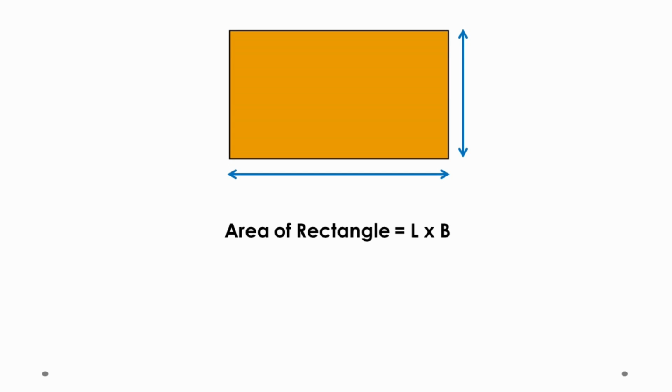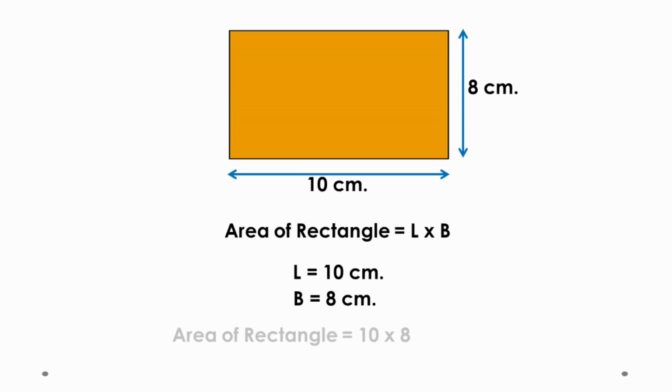Let's take the case of a rectangle now. We know that in a rectangle, only the opposite sides are equal. So the shape will have length and breadth. So the area of rectangle is calculated by multiplying length with breadth. In this case, the length of the rectangle is 10 centimeters and the breadth is 8 centimeters. So we will apply the formula for the area of rectangle, which is L into B. Here L is 10 centimeters and B is 8 centimeters. So 10 into 8 comes out to be 80 square centimeters.